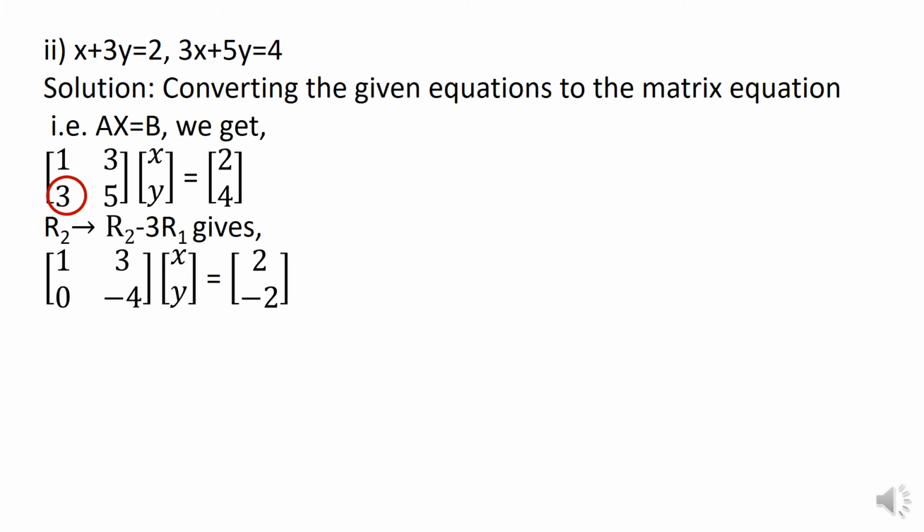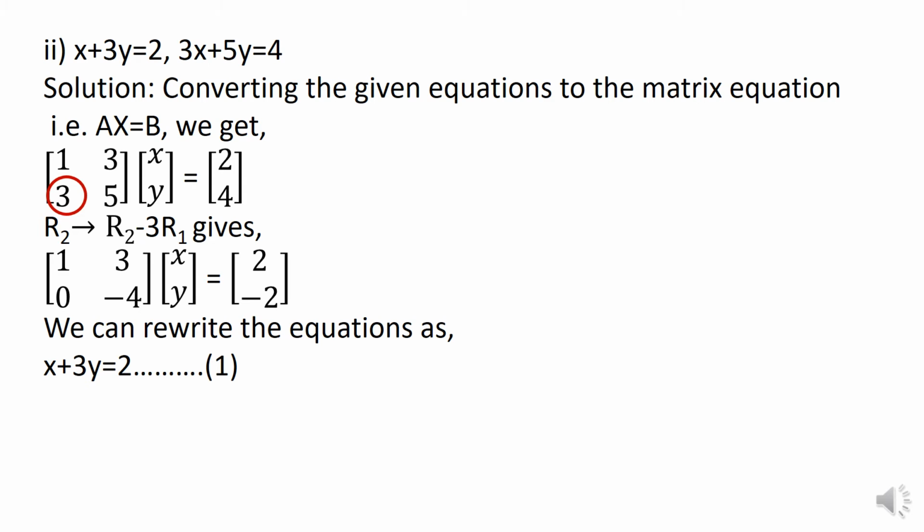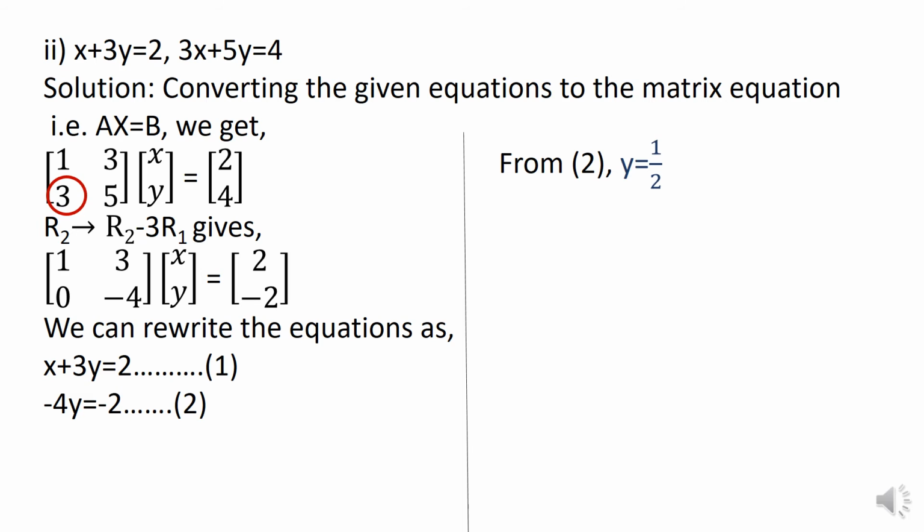Observe that the entire R2 of A has transformed. In the same way on the RHS, R2 has been changed. Observe the change over here. Thus we get an upper triangular matrix. So we can rewrite the equations like this. The first equation is x + 3y = 2, and the second equation is -4y = -2. Now from equation 2, we get the answer for y. We get y = 1/2. Putting y = 1/2 in equation 1, we solve it like this.